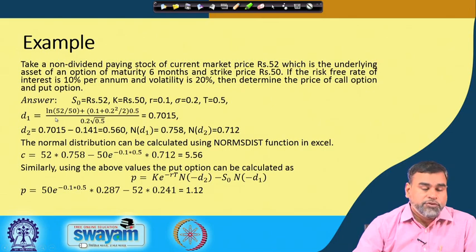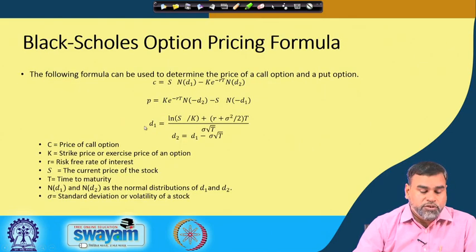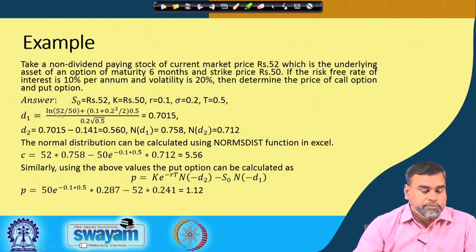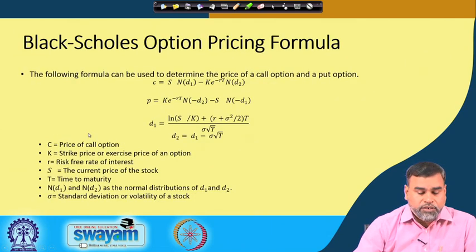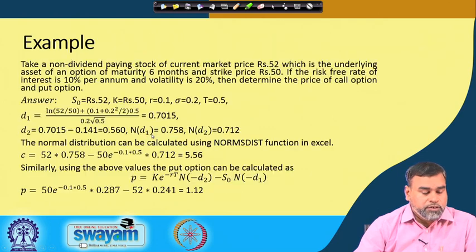Then you can find your d1 and d2 values. You can put in this formula: ln(52/50) plus (0.1 + 0.2 squared divided by 2) times 0.5, divided by 0.2 root t, that is 0.5. Then you find 0.7015. Then d2 is equal to 0.7015 minus 0.141, which is basically sigma into root of t, so it is 0.560.